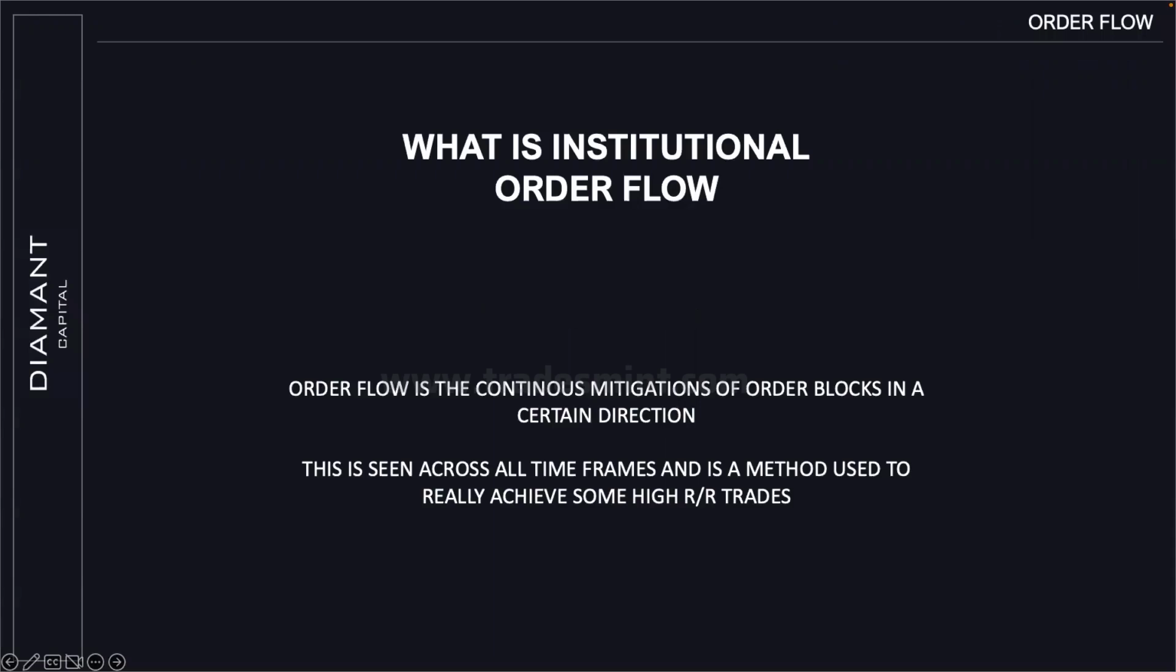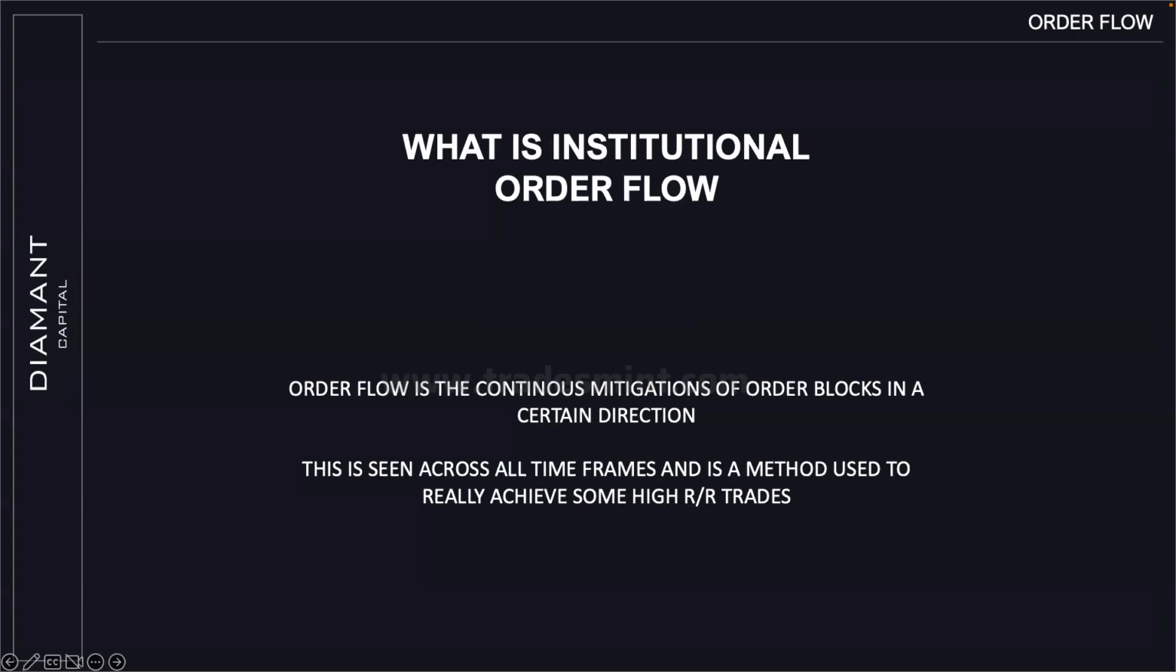Okay, so what is institutional order flow, or just order flow, as many people call it? Order flow is the continuous mitigations of order blocks in a certain direction. This is seen across all time frames and is a method that could achieve some high risk to reward trades. A lot of it is focused on the lower time frame, but it also applies on the high time frame as well.